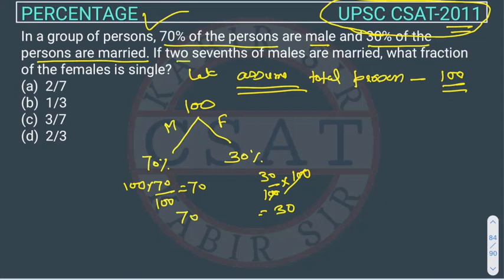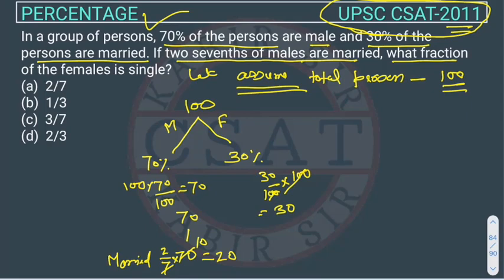Now, 2/7 of male are married. How much is 2/7 of male? 7 will divide 70, giving 10, and 10 times 2 is 20. So 2/7 of male are married. So these are married male. These are married, 20. Similarly, what fraction of the female is single?